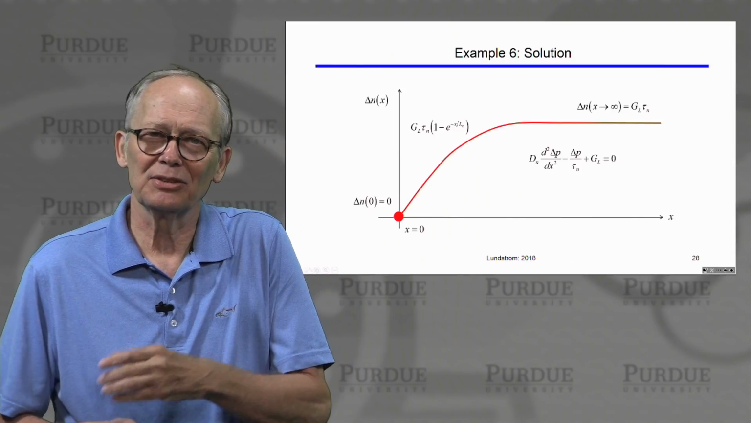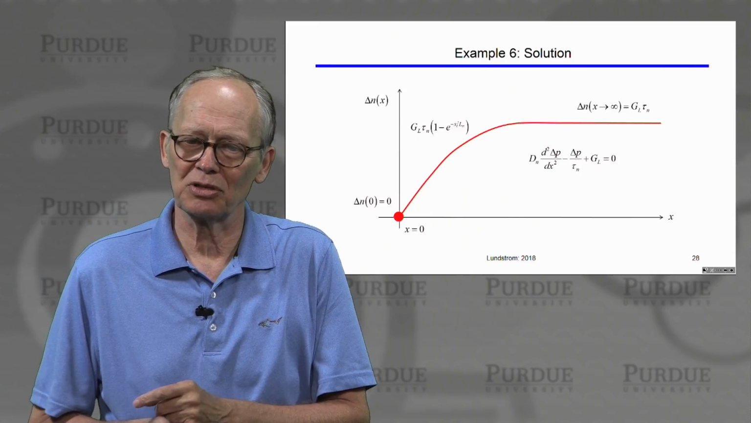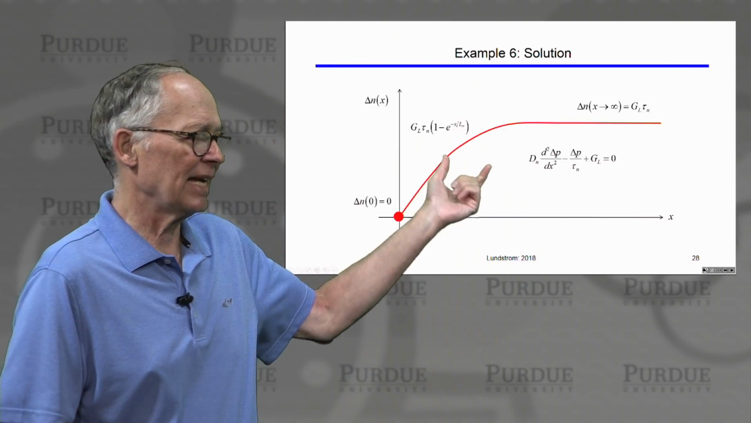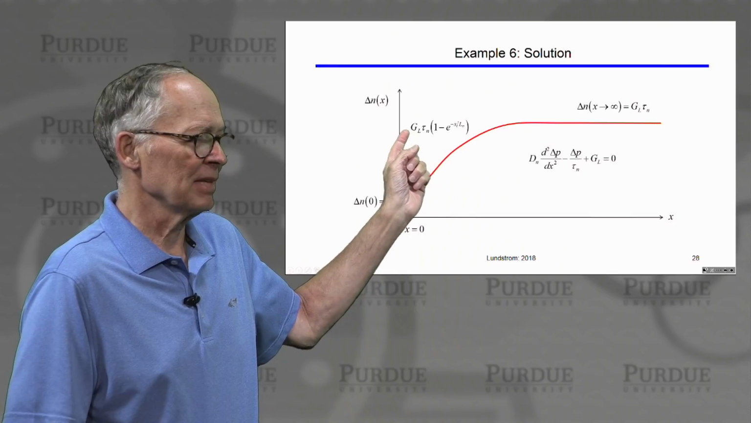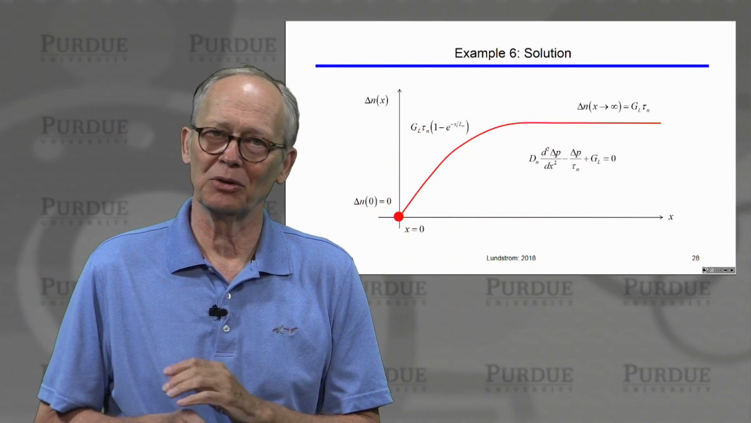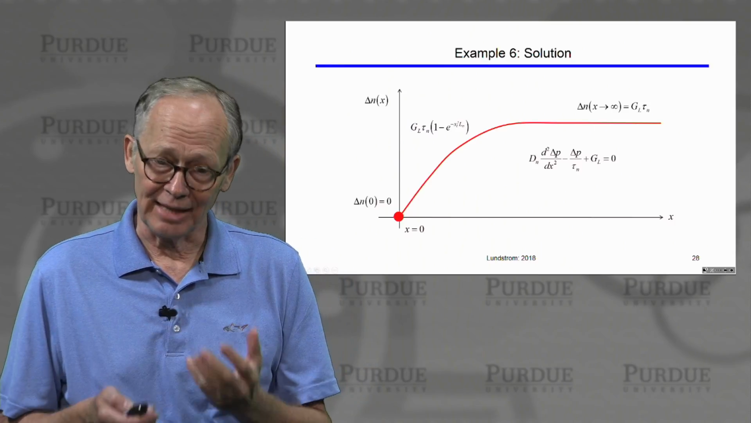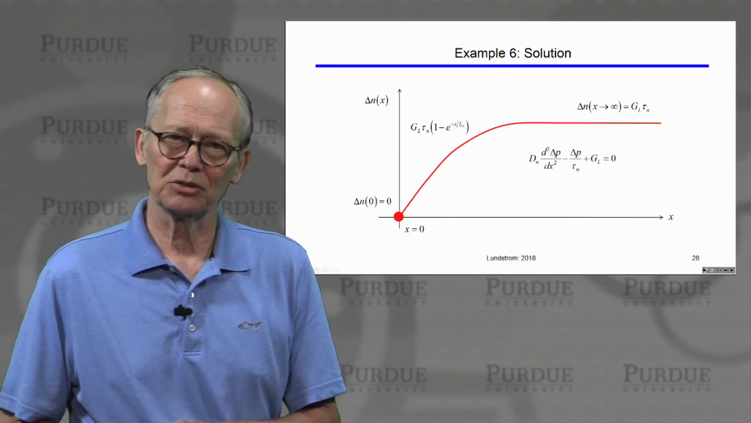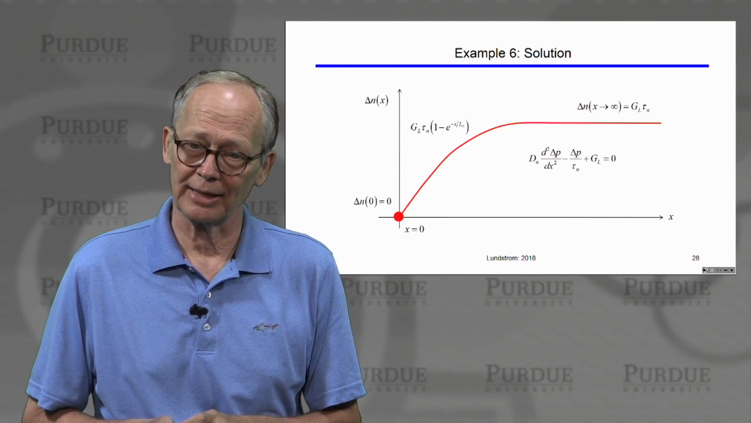I expect the solutions to go exponentially with diffusion length, because that's what comes out of a differential equation like this. I could actually just guess the solution: G sub L tau times 1 minus e to the minus x over minority electron diffusion length. That would be my solution. It does just what it's supposed to do. That's what the solution to this problem would look like.